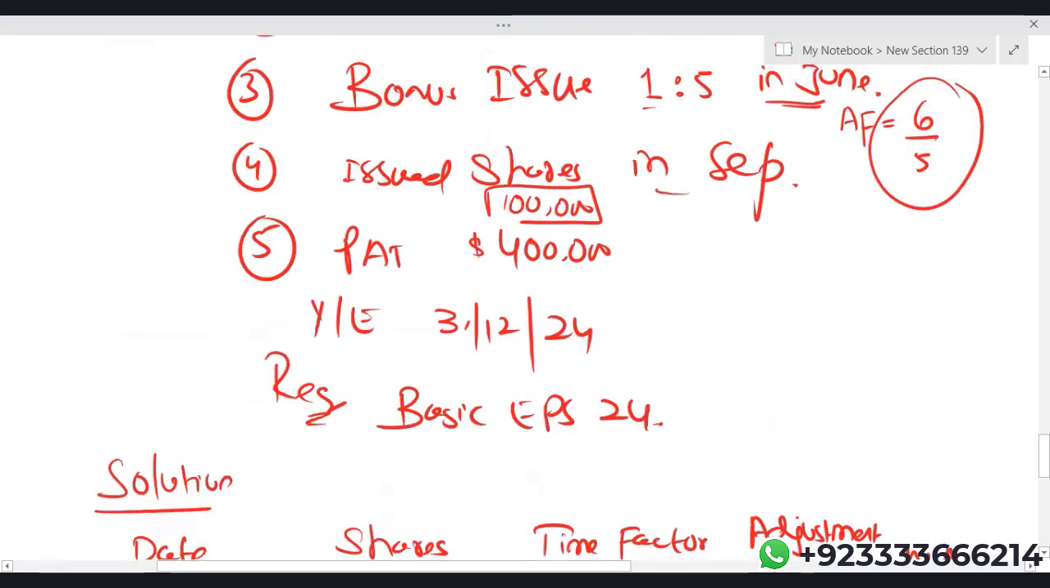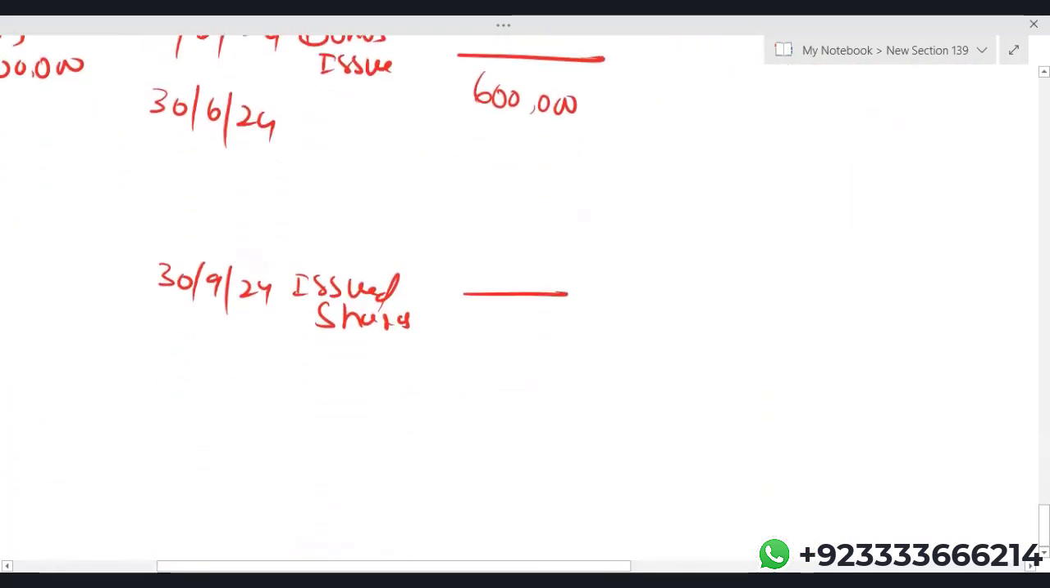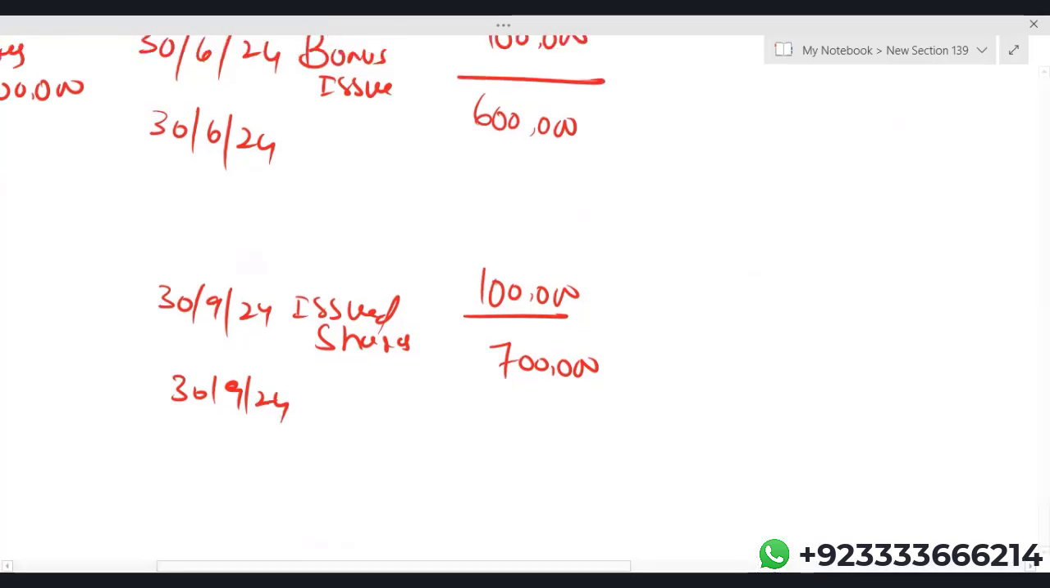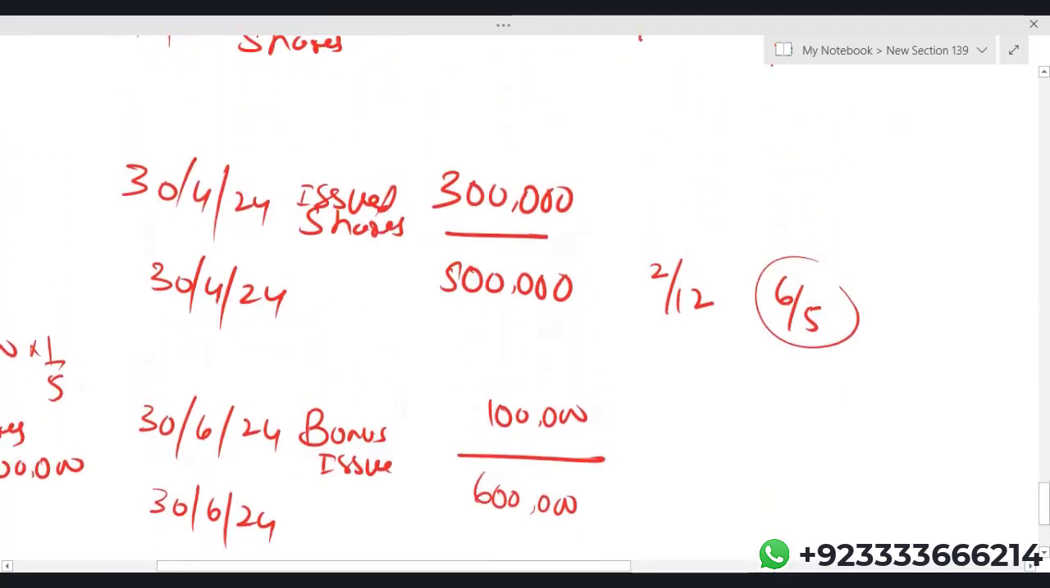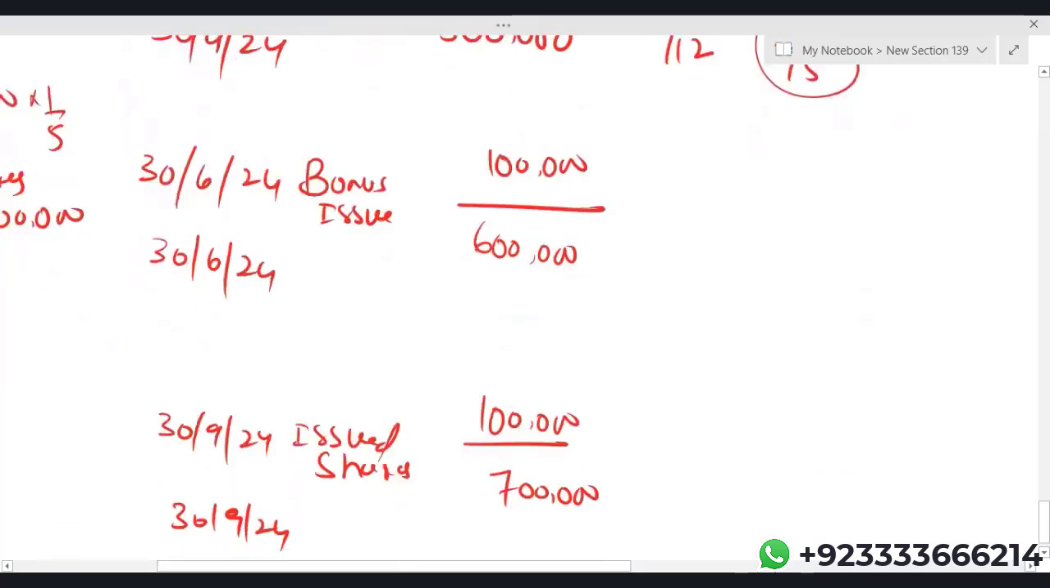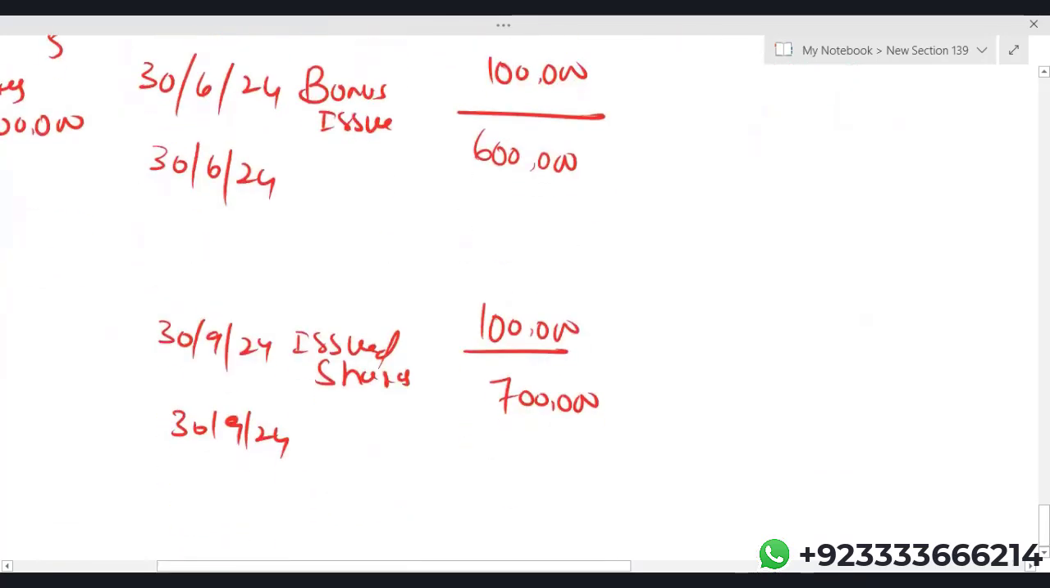Issued shares in September, we have taken 1 lakh. So before September, total shares were 6 lakh. Now they will become 700,000. From 30th June 24 till 30th September, the time period is 3 months. Now on 30th September 24, the total shares are 7 lakh.